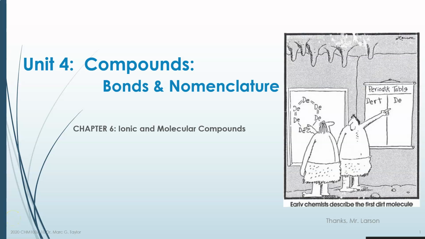Delaware Tech, Chemistry 100, Chemistry 110 with Dr. Marc Taylor, Unit 4, Compounds, Bonds, and Nomenclature. This corresponds to the Timberlake Chemistry textbook, Chapter 6, Ionic and Molecular Compounds. This module will be focusing on valence electrons and Lewis dot structures.